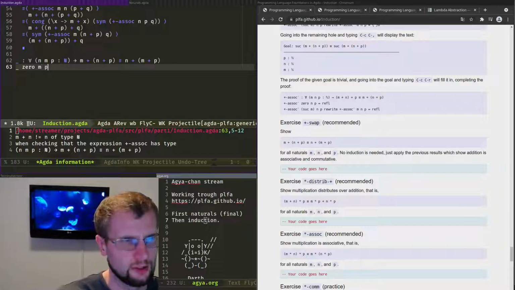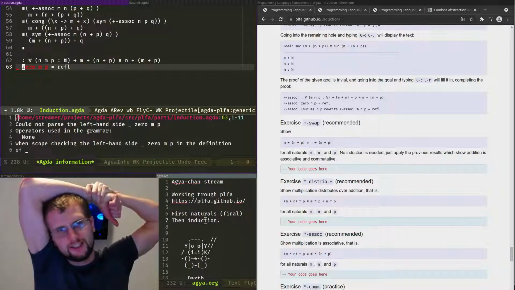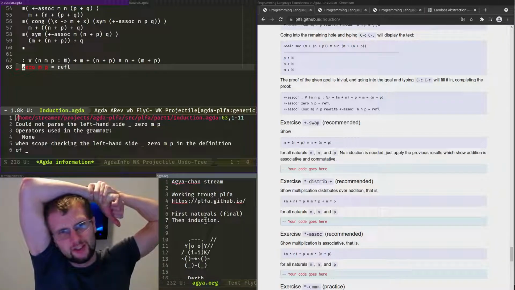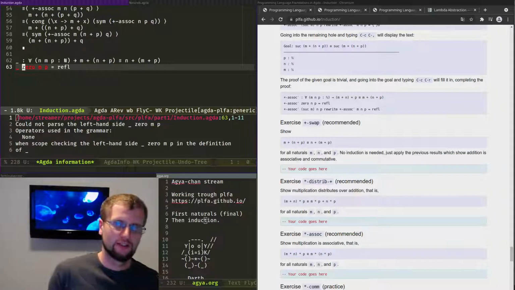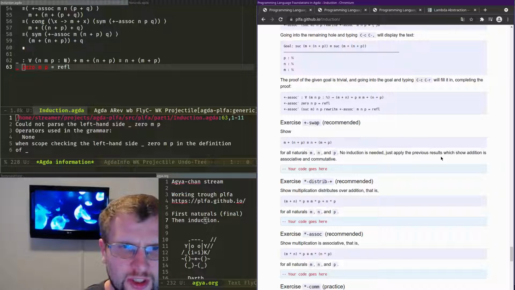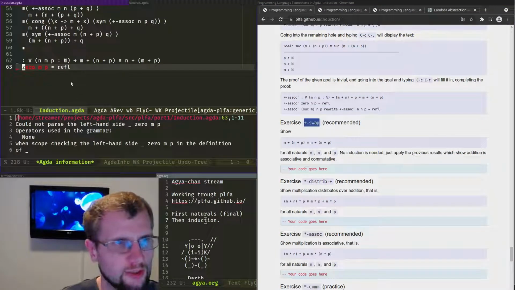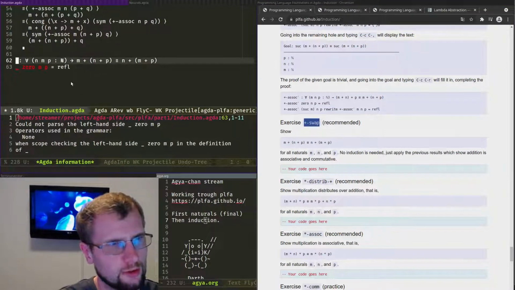Zero and P is refl. Not parse left hand side. Right is used in this grammar, none. Hey, I don't get it. But this is associate, right? No induction is needed, just apply the previous result, which shows addition is associative and commutative. Oh, it's not just associative, it's also commutative. Right. Cool. So we should give a name to this property as well.